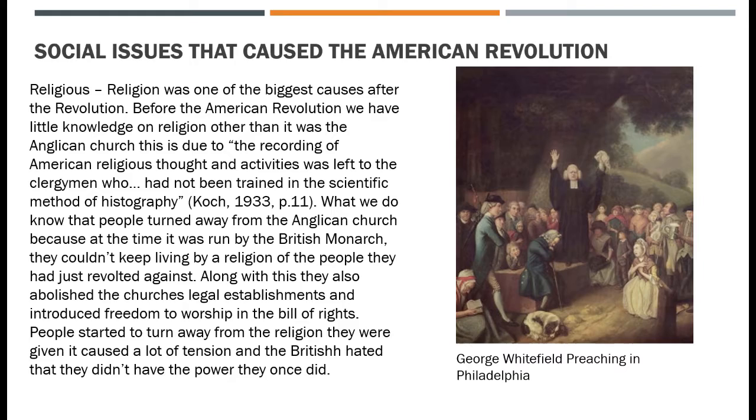People started to turn away from religion because they were given it because of a lot of tension, and the British hated that they didn't have the power they once did over the people due to their lack of religion.